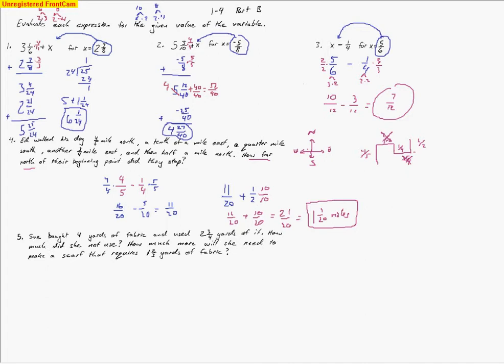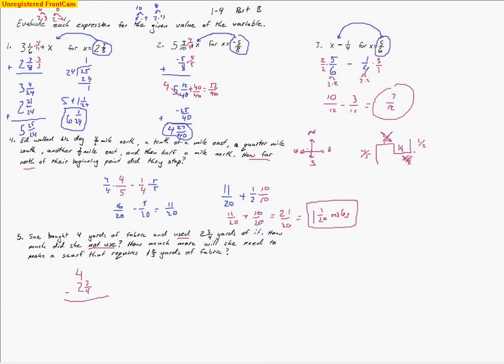It says that Sue bought 4 yards of fabric and used 2 3/4 yards of it. How much did she not use? Okay, not use. So that means that she had 4 yards, but she did not use, she used 2 3/4. So that means we need to take that 2 3/4 away from the amount that she started with.